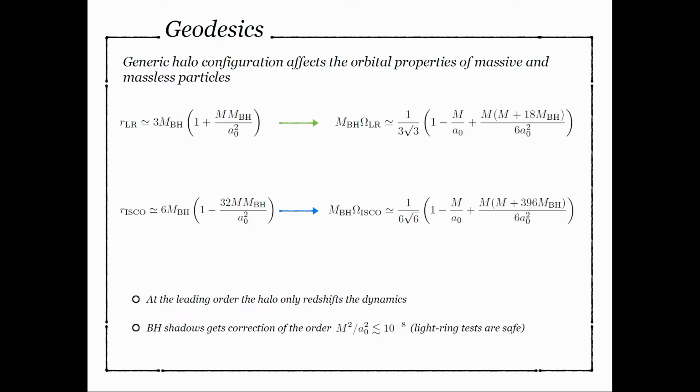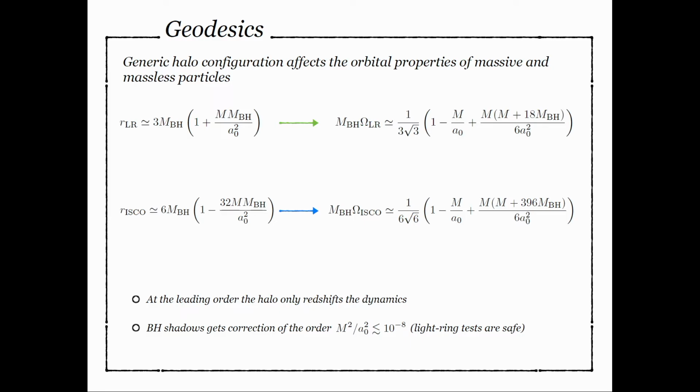The 3 and the 6M are the predictions from the Schwarzschild case, and then these are the corrections that you get because there is the dark matter distribution given by the Hernquist profile outside. Okay, and then from these you can compute the physical quantities, which are the frequencies at the light ring and the frequencies at the ISCO. Okay, the light ring is particularly important because it controls the illumination of the black hole. So, for example, the black hole shadow.